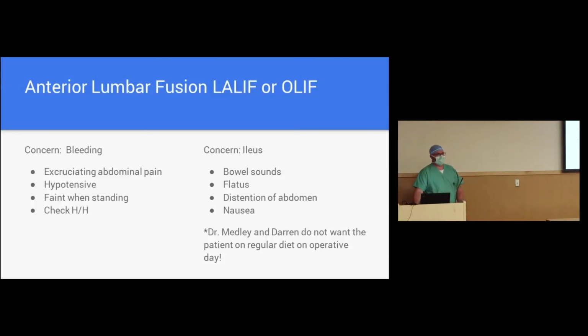Little star point here, because this is a call that I get every week that I'd love everybody to pay attention to. Dr. Medley and Darren do not want their patient on a regular diet within 24 hours of their surgery. So if you want to call somebody and fuss, I like to call Darren. Okay, so that's my little tip to you, because we get calls on that all the time, and patients will fuss at us that they want to eat their regular food and stuff like that, but that's not our call, because they want them on full liquids at the most for the first 24 hours. That's just kind of their protocol. They're sticking to it. And if I change them, I'll hear it.